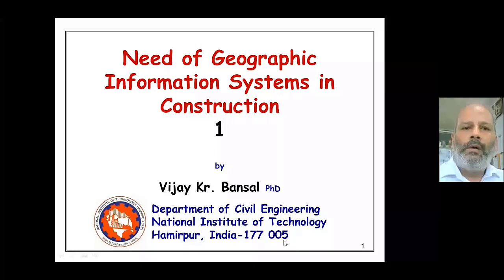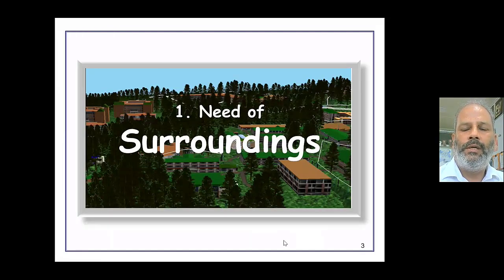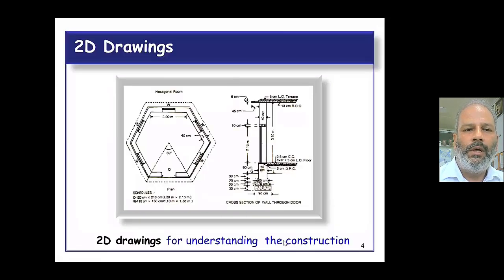The topic of this presentation is the need of geographic information system in construction. This entire presentation has been divided into three parts. First, we will start with the need of surroundings. After that, we will discuss what the surrounding is. Then after this, we'll discuss how GIS, or geographic information systems, are helpful in modeling of surroundings. So let us start with the first part, that is the need of surroundings.